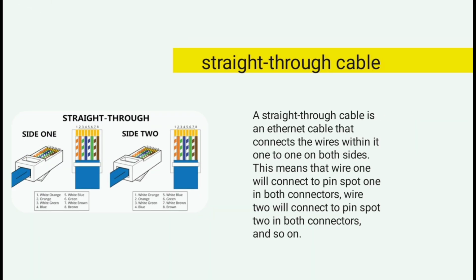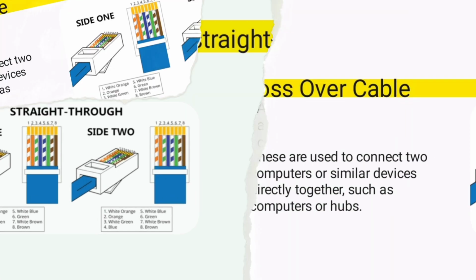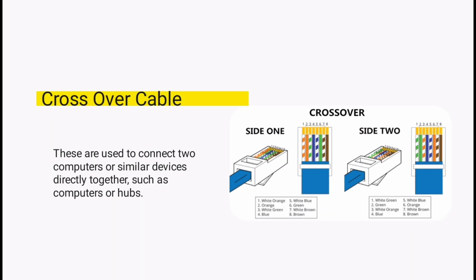Overall, straight-through cables are an essential component of Ethernet networking and are widely used in both residential and commercial networks to connect devices to the Internet and to each other. Crossover cable. A crossover cable is a type of Ethernet cable that is used to connect two network devices directly to each other, such as two computers or two switches.